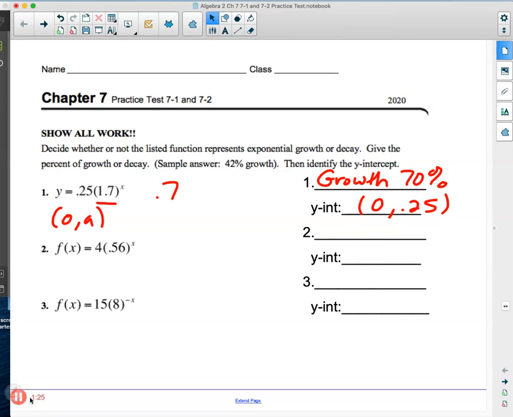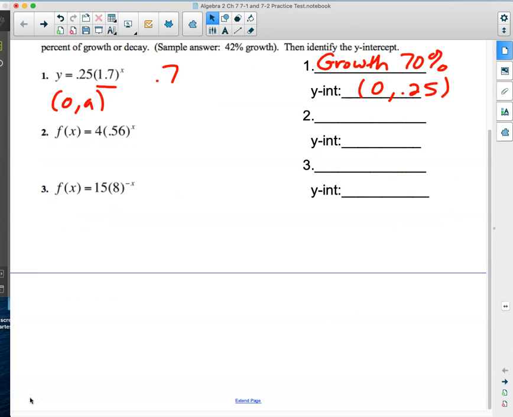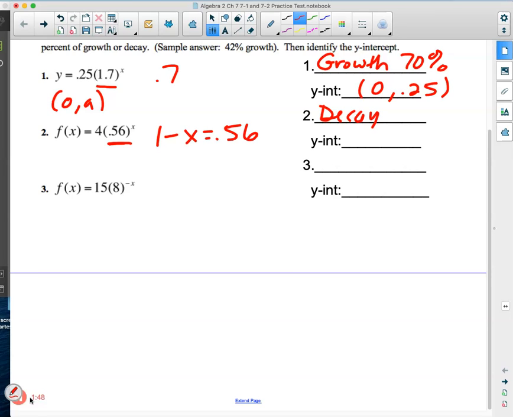Alrighty, take a look at number 2. Growth or decay? Decay. This number is a decimal between 0 and 1, so this is decay. And now this is the one where you might need to grab a calculator. You can think, well, it was 1 minus something. So if I have 56 cents left, how much did they take from my dollar? You could use algebra to solve it too. You could subtract 1 from both sides, divide by -1, whatever you have to do, but that's going to be 44% decay.